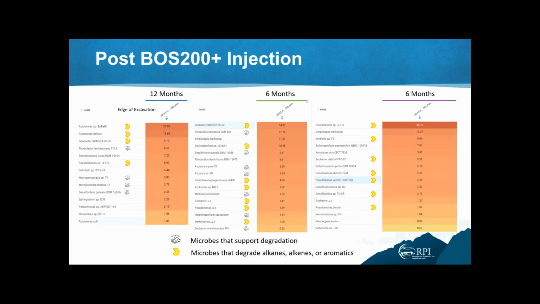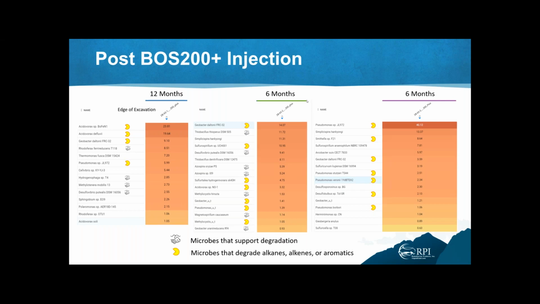This is post-BOS 200 Plus injection. Notice most of what I've been pointing at to this point have been BOS 200 injections, because we have the most historic data for that. But for BOS 200 Plus, we've been collecting a lot more microbial data. The one thing I would like you to see immediately, it hits you in the eye, is the number of microbes that you start seeing.